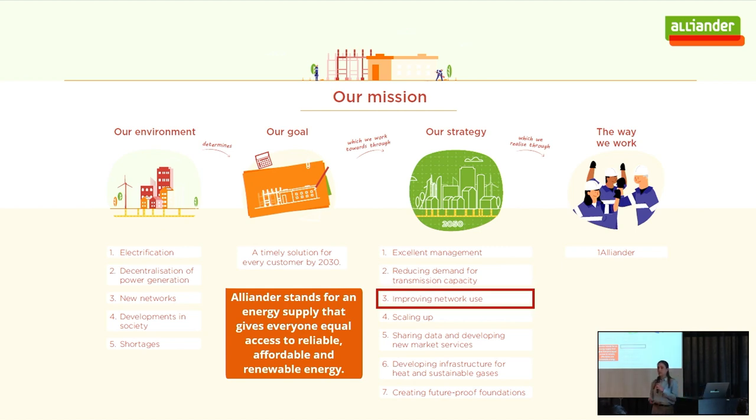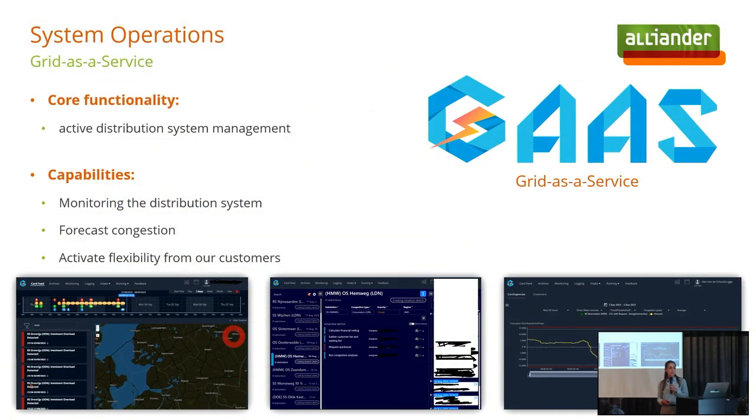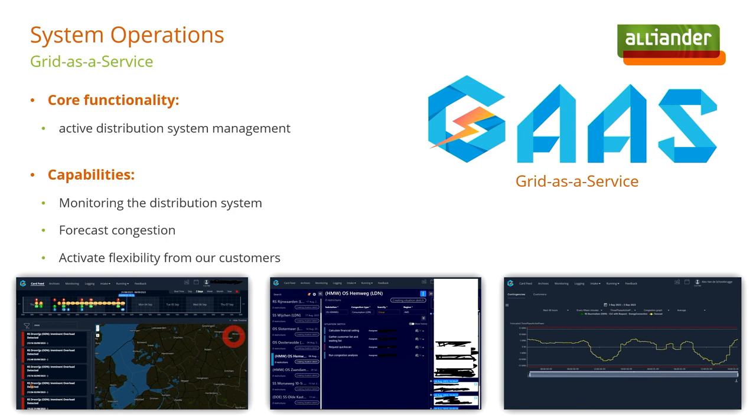And in our department system operations, what we do actually in order to achieve this is we're trying to more actively manage the available capacity that we have in Alliander. So basically we try to get a better overview of the system, of the current capacity, how it is being used, what is available, what is congested, forecast congestions that are going to happen in the near future, and also take actions in order to solve this, mostly through using flexibility from the customers.